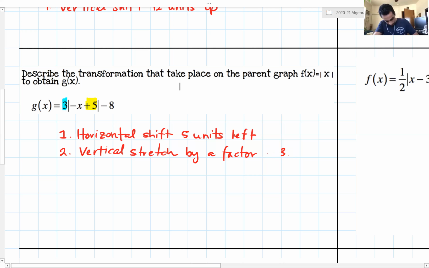By a factor of 3, right? So we're expecting this to be pretty narrow. We're multiplying our values by 3, so we've shrunken the space in between the lines. They've gotten more narrow, closer to each other.